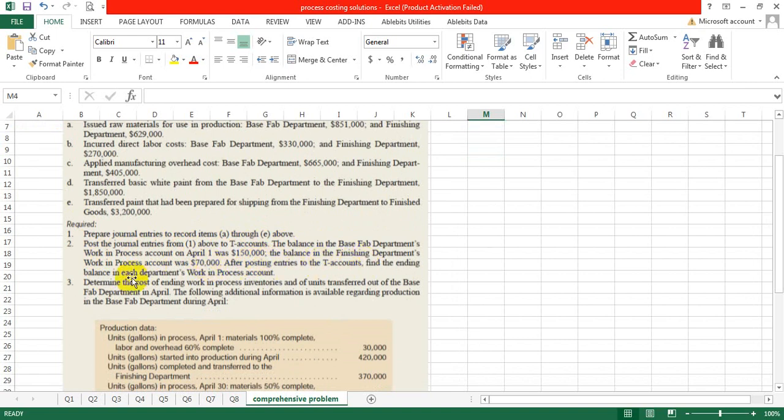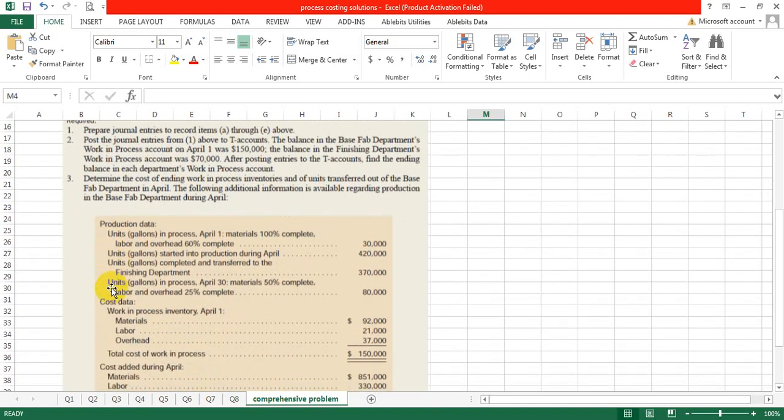The balance in the base fab department work in process beginning balance is 1,50,000. The balance in the finishing department work in process was 70,000. After posting entries to the T accounts, find the ending balance in each department's work in process account. We need to calculate the ending work in process of each department. In the third one, determine the cost of work in process inventory and unit transfer out of the base fab department in April. Now we need to calculate the unit transfer out cost and ending inventory cost.